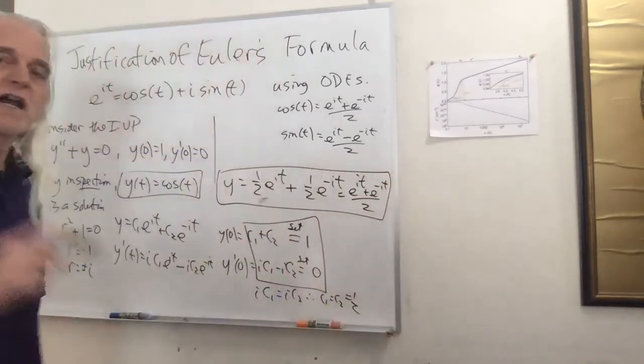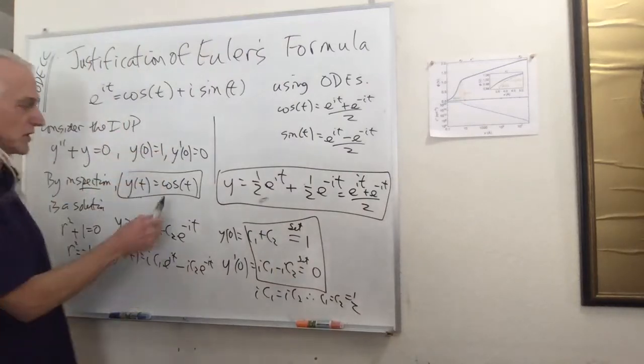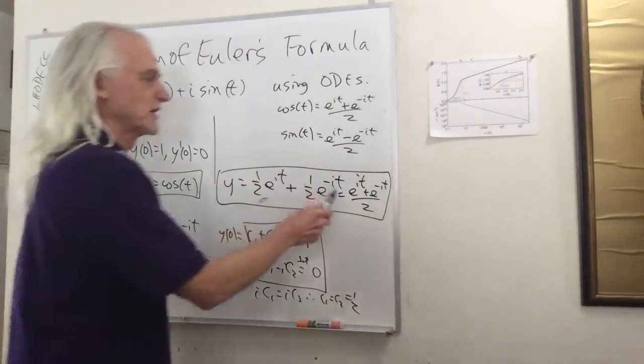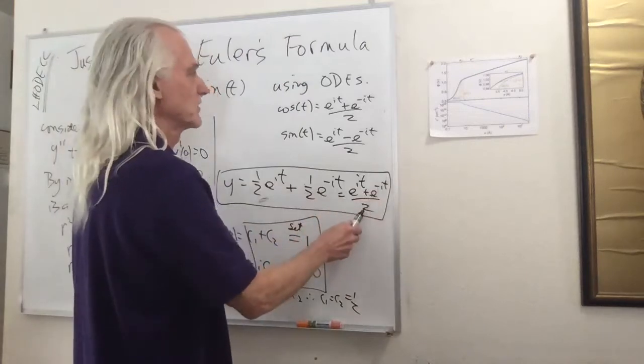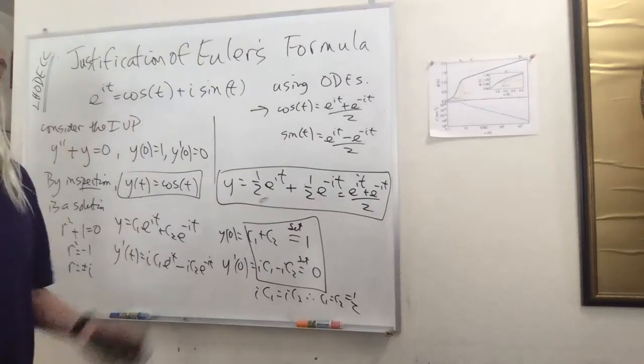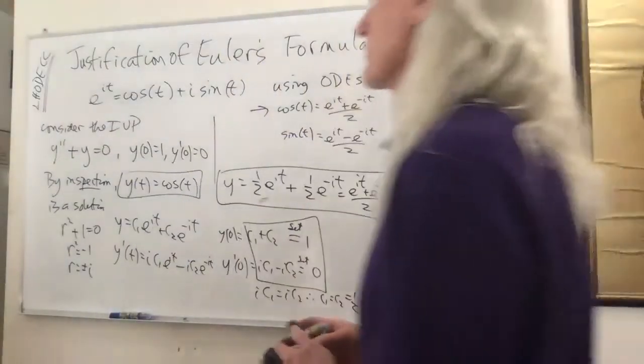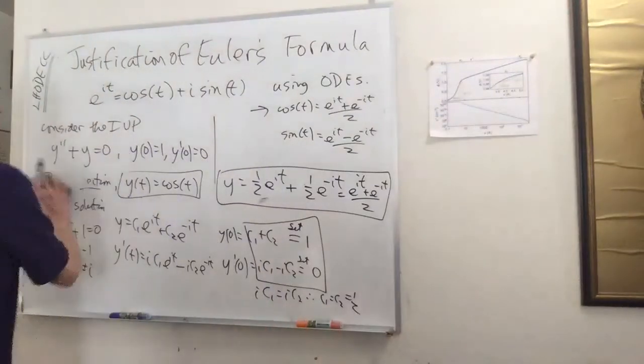So the one and only solution to this initial value problem can be written as cos t. It can also be written as e to the it plus e to the minus it over 2. Bingo, I've got that formula. Right? It's uniqueness of solutions. Cool, let's do the other one.